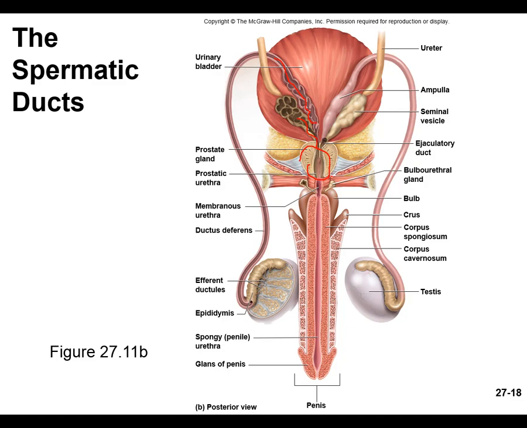So we also see the prostate will contribute a couple other things. It will contribute a clotting enzyme. Now this clotting enzyme is important because it helps the semen to adhere and stick. It becomes sticky and it adheres to the vaginal wall.